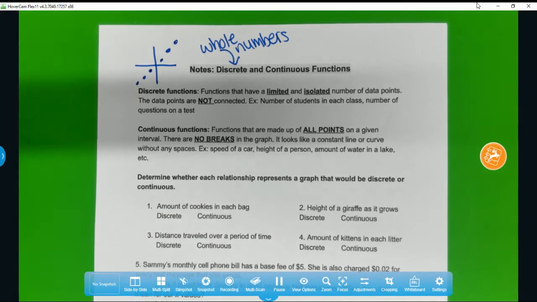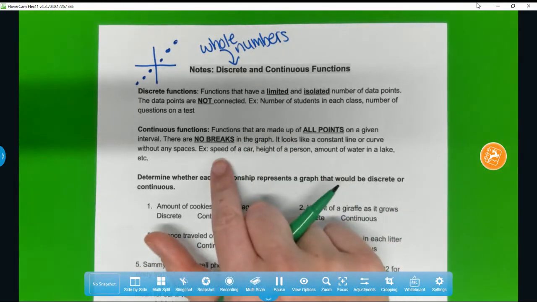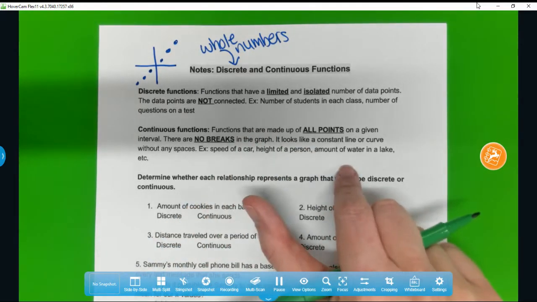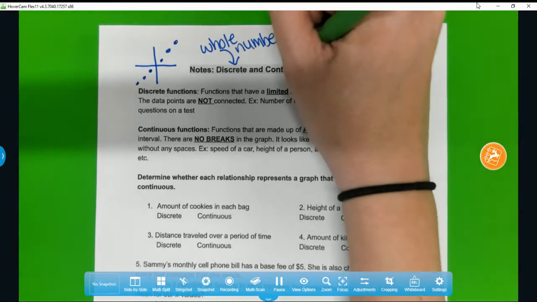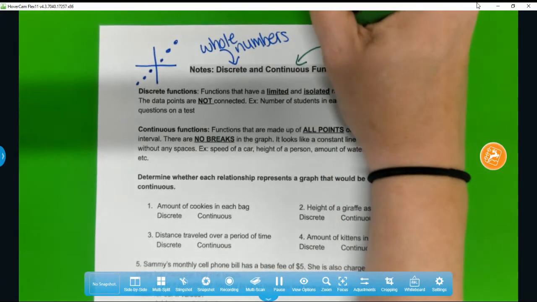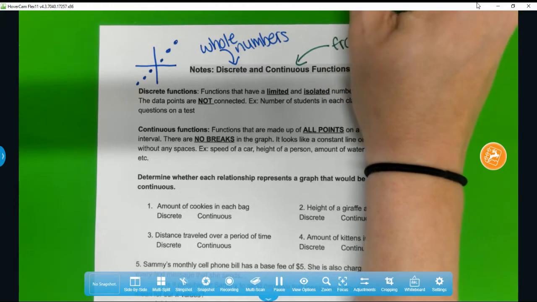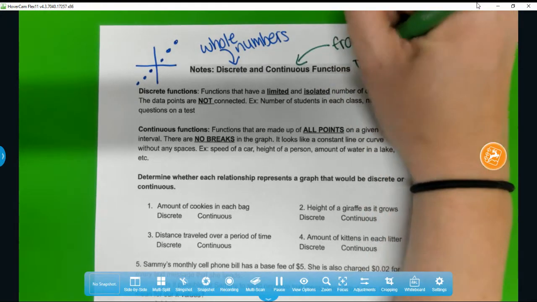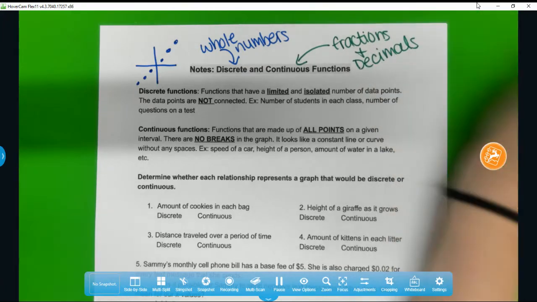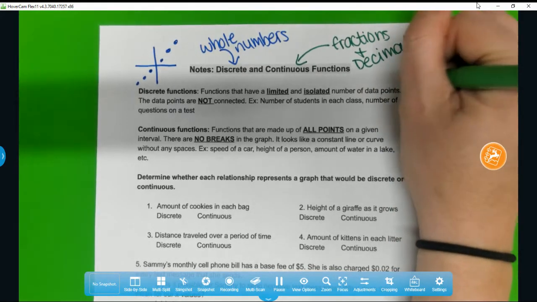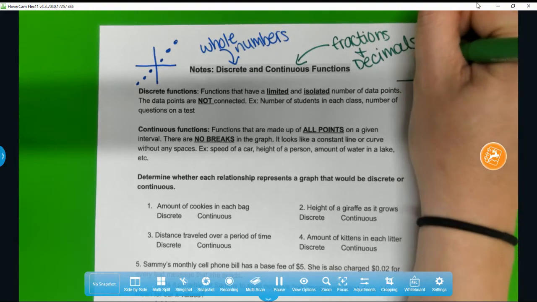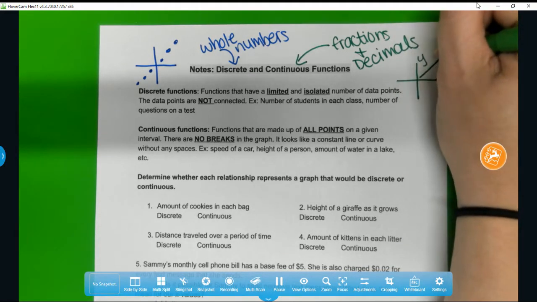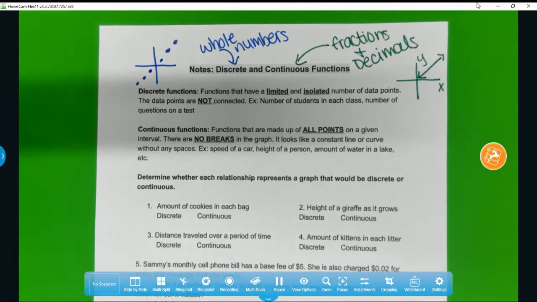Okay, a continuous function is made up of all points on a given interval. There are no breaks in the graph, so it looks like a constant line or a curve without any spaces. So for example, the speed of a car, the height of a person, the amount of water in a lake. So continuous functions can have fractions and decimals. And when you graph them, your points are going to be connected. So it's going to look like a line.